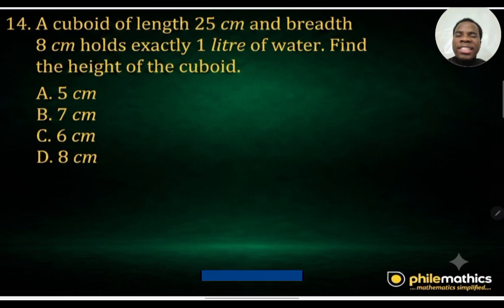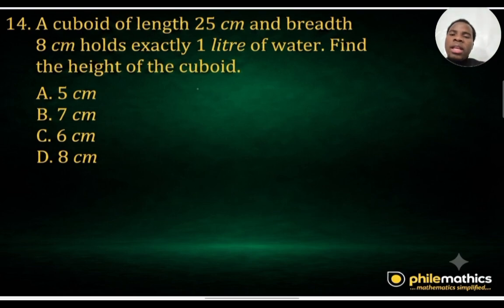This question essentially tests our knowledge of calculating the volume of a cuboid and also how to convert from liter to centimeter cube. It says a cuboid of length 25 cm and breadth 8 cm holds exactly 1 liter of water. Find the height of the cuboid.